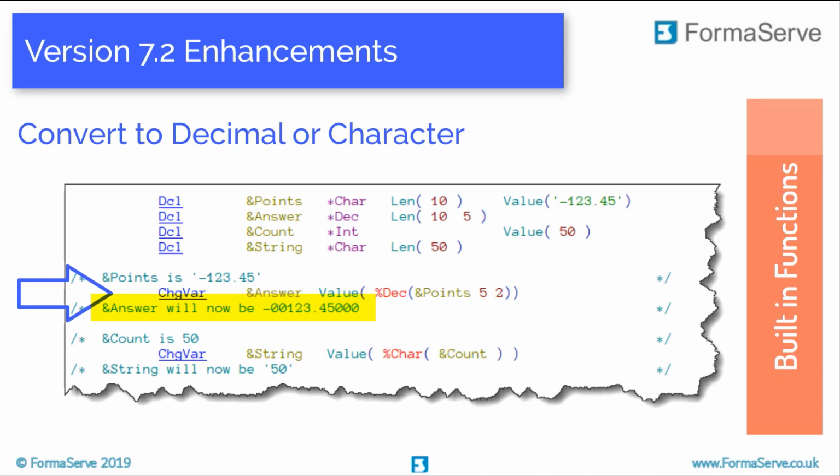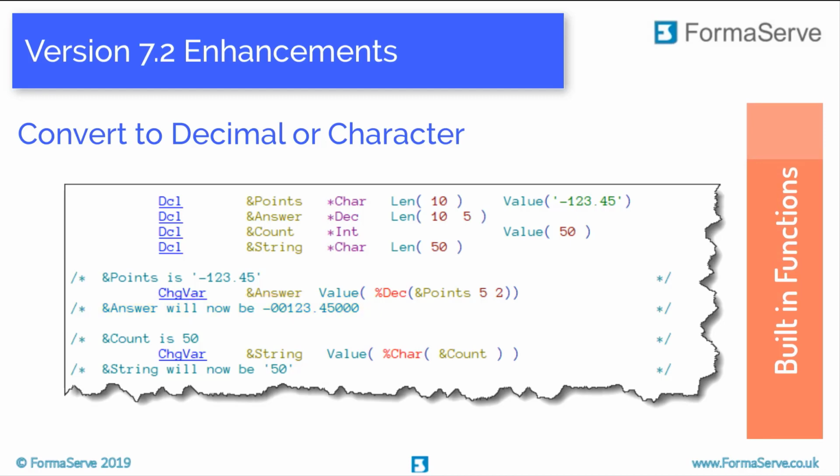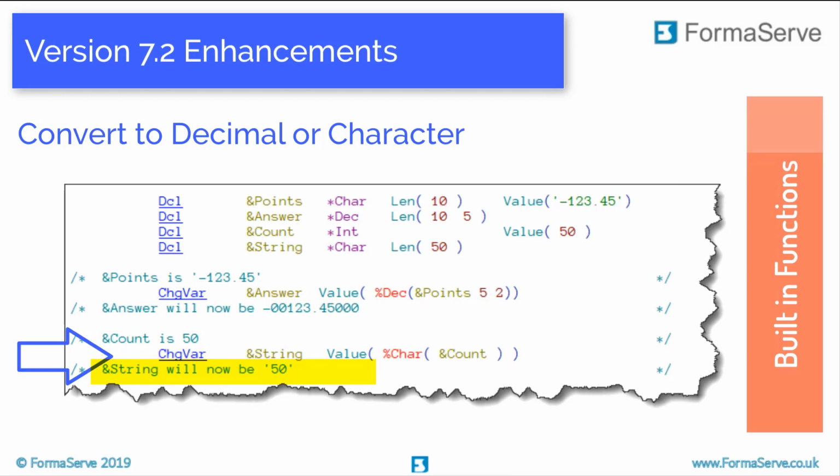In this next example, we're changing a variable &COUNT, which is obviously decimal, an integer, back to a string. So we're now using %CHAR to move back the other way. At the end of the day, after this line is executed, &STRING will be 50. It will be a character.